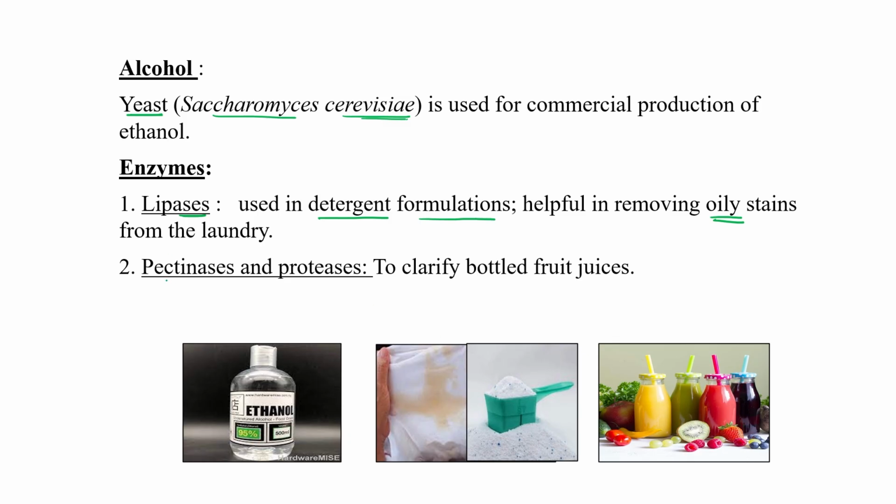Some pectinase and protease enzymes are also useful to clarify bottled fruit juice. Normally, if we try to extract juice from fruits at home, the juice contains turbid content also, which contains pectin and protein. So the perfectly clear juice which we get from packed food, purchased from different brands, is actually clarified by using pectinase and protease.